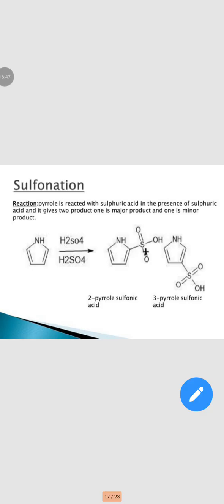One is major product and another one is minor product. So it is same as nitration. Pyrrole is sulfonated by sulfuric acid to form two products. 2-pyrrole sulfonic acid, where the second position has SO3H, and 3-pyrrole sulfonic acid are obtained. The major product is 2-pyrrole sulfonic acid and the minor product is 3-pyrrole sulfonic acid.